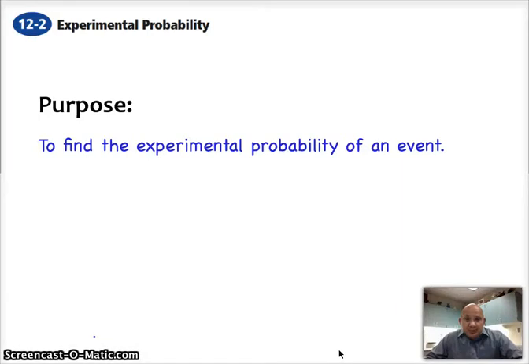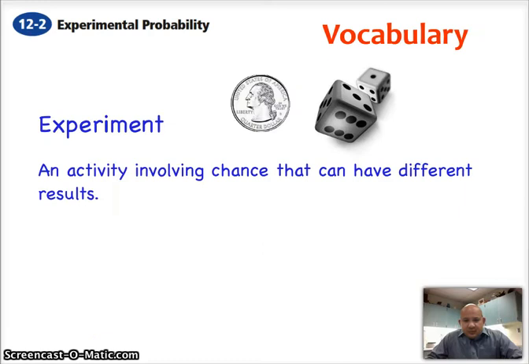It's on experimental probability. Our purpose is to find the experimental probability of an event. There are 5 vocabulary terms, so I want you to go ahead and turn to the back of your composition books and write these terms down. The one saving grace is that their definitions aren't very long at all.